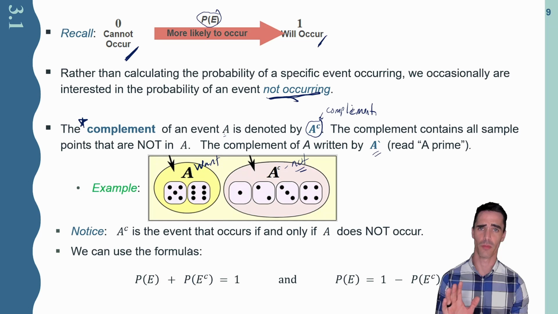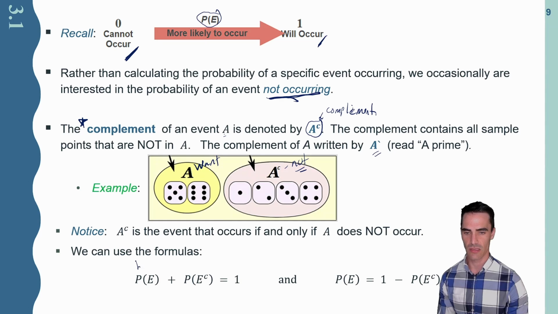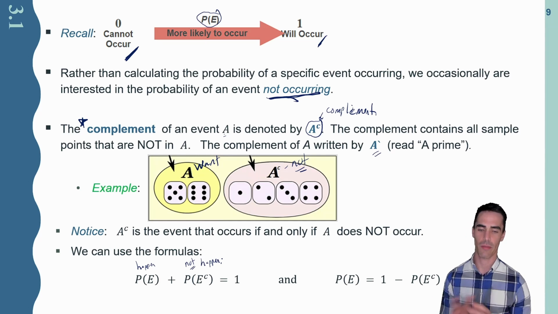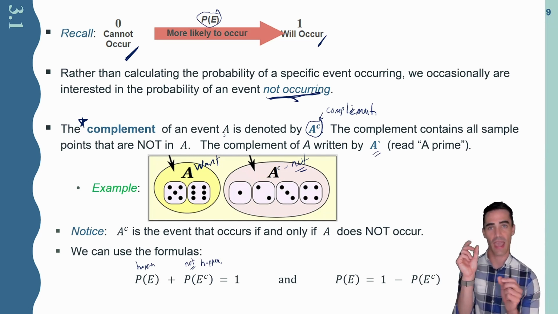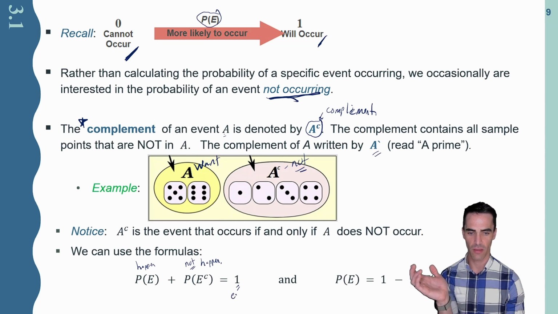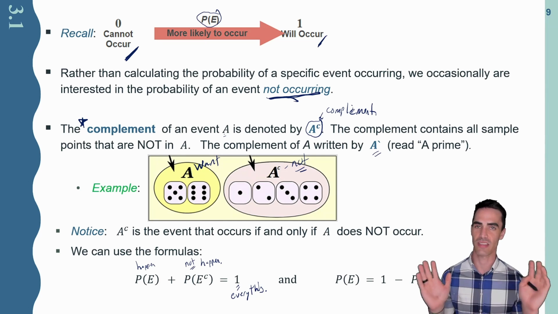There are some very powerful formulas that result. The first one I talked about earlier: either something is going to happen, probability of E, or it does not happen. There's nothing else in between. So if I add up these two events, I get one. It's everything in the whole wide world. If I add up those two probabilities, I should get one because that's everything.